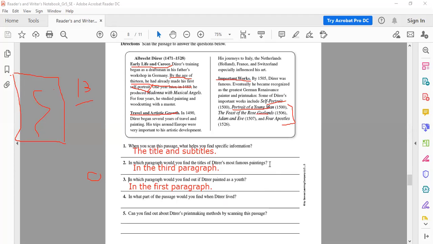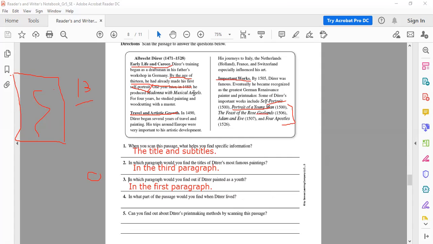In what part of the passage would you find when Dürer lived? In what paragraph in the passage will you find where he lived? The second, because the subtitle says travel. No, where he lived. The second one. When, not where. When he lived. Oh, the first. The first paragraph.